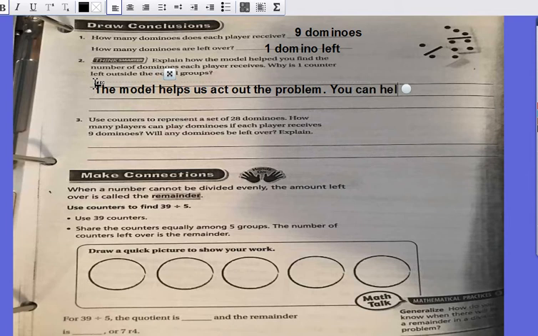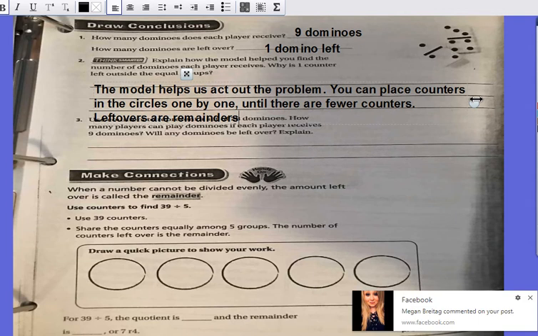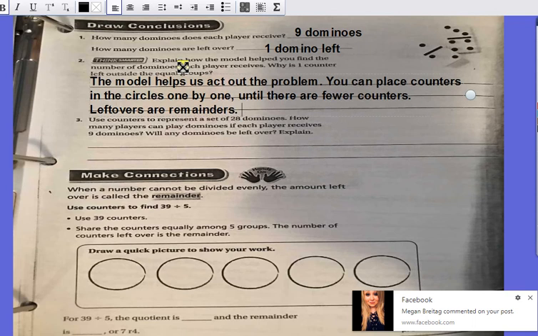You can place counters in the circles one by one until there are fewer counters than circles, and then the leftovers are remainders. Okay, alright, let's go to the next one.